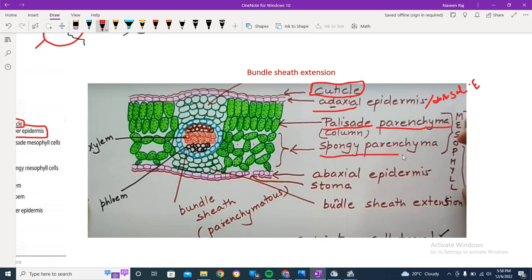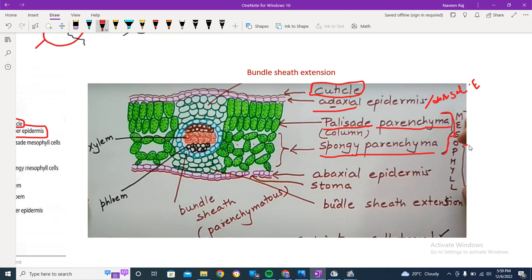What do you see as the difference between the both? The difference is that the palisade parenchyma are tightly arranged, and they are on the upper side, while the spongy parenchyma are on the lower side, and they are not tightly arranged. They have got intercellular spaces. Okay, so if you add them both up, the palisade parenchyma and the spongy parenchyma, you will get mesophyll.